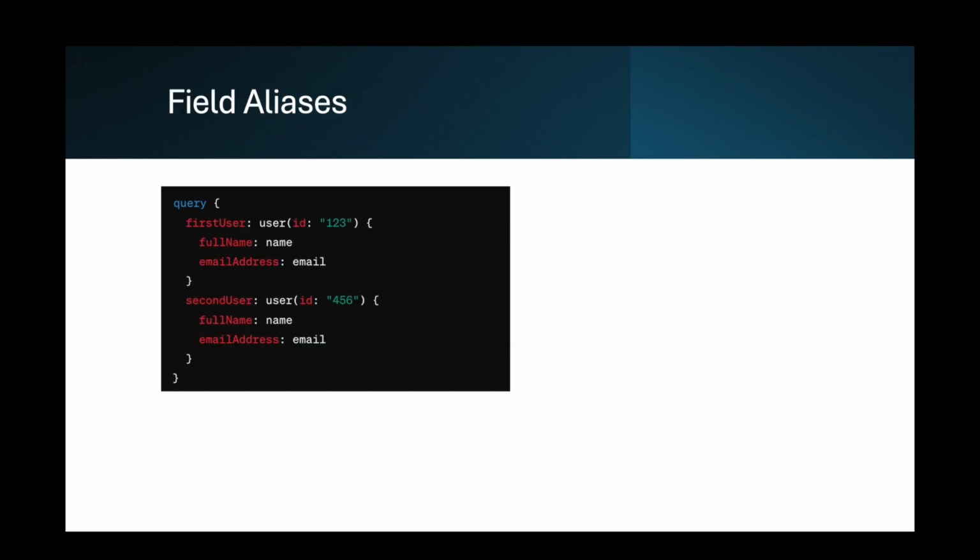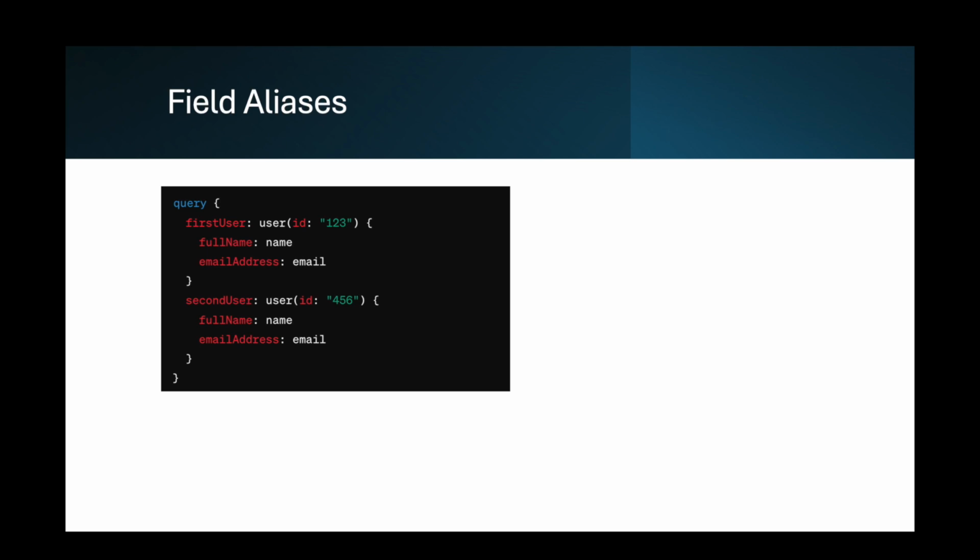Let's look at field aliases. Field aliases allow clients to rename the fields returned in the response. This can be useful when querying for the same field with different arguments or when multiple fields have the same name but represent different data. For example, a query with field aliases might look something like this here.